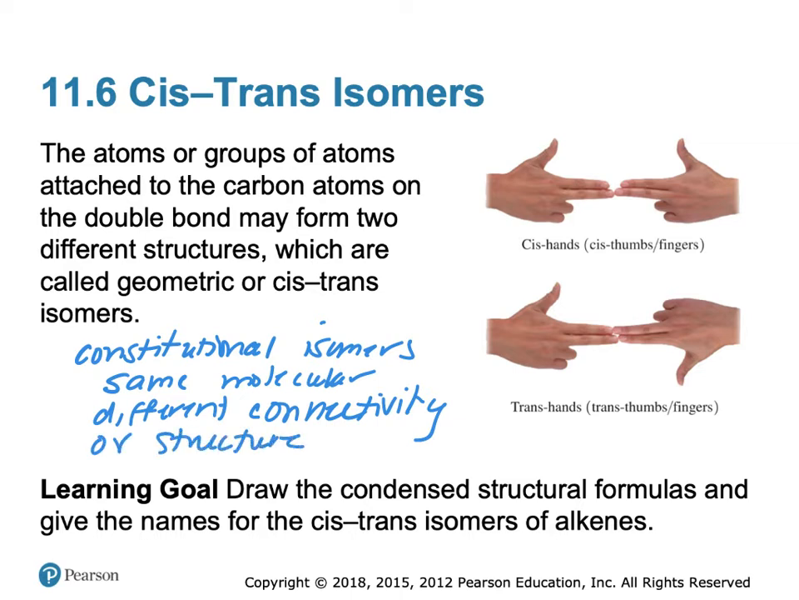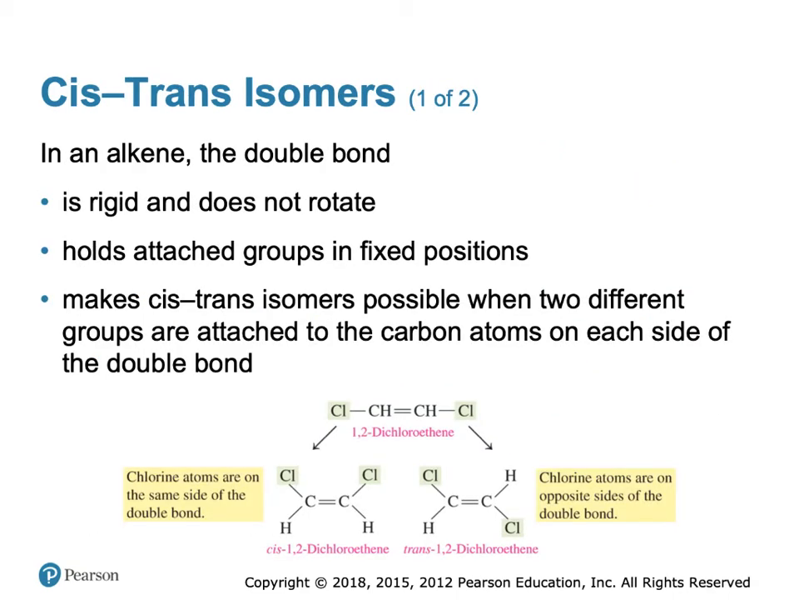When we look at cis-trans isomerism, you're going to have the same molecular formula because that designates an isomer, but you're going to have a different geometric arrangement. In an alkene, the double bond is rigid and does not rotate. Remember, the carbons of the double bond are trigonal planar, and the bond angle is 120 degrees. This holds the attached groups in fixed positions.